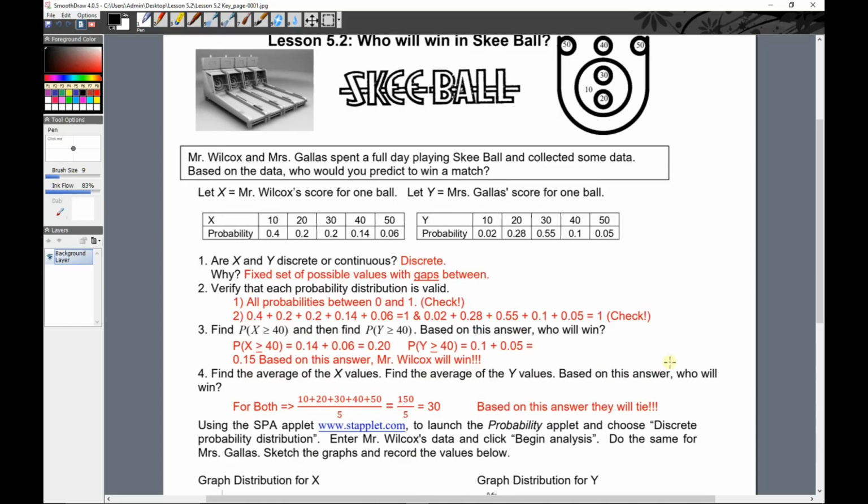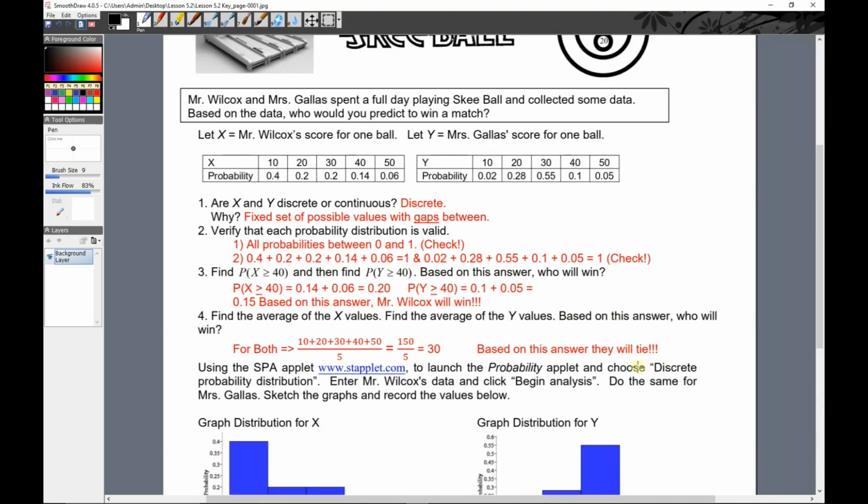The first thing they thought of was the chance of them scoring on the two highest point values. So what is the probability that X is greater than or equal to 40, which would be the sum of these two? That would be 0.2. They did the same thing for Mrs. Gallus for the random variable Y, and this is 0.1 plus 0.05, which is 0.15. So it looks as though Mrs. Gallus getting to those higher scores is a little bit less likely than it is for Mr. Wilcox.